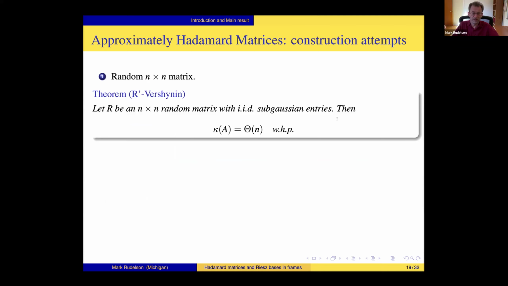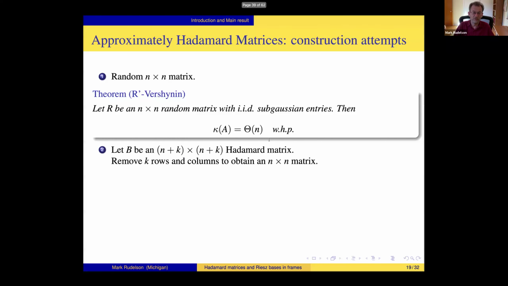It was proved with Vershynin that the condition number of such a matrix is about n and not about 1 with high probability. In that work, the probability was exponential, but now we showed that this probability is even exponential in n squared. And we have n squared random bits, so the construction should be almost non-random. Okay, so the random matrix fails. What else can we do?